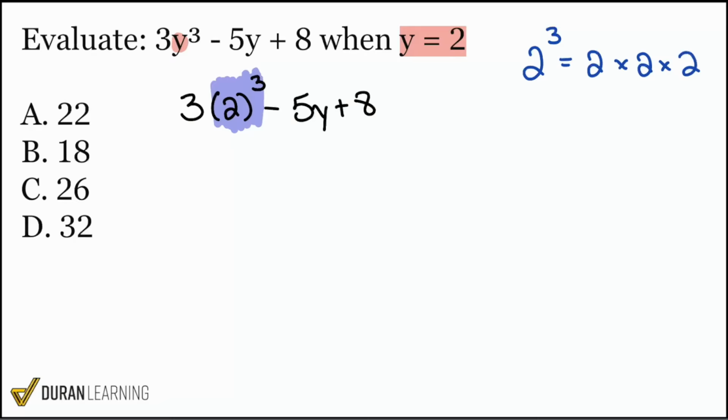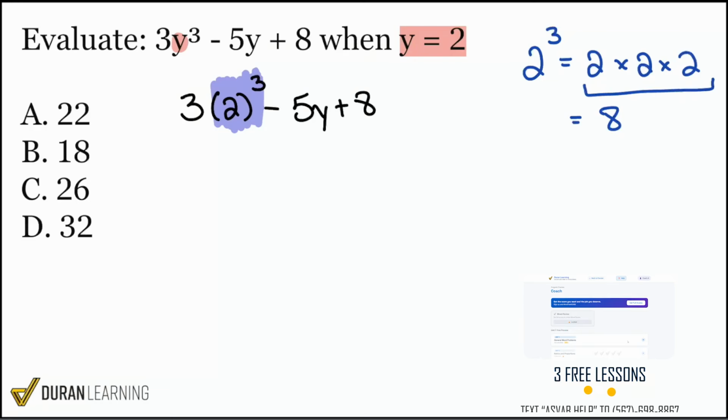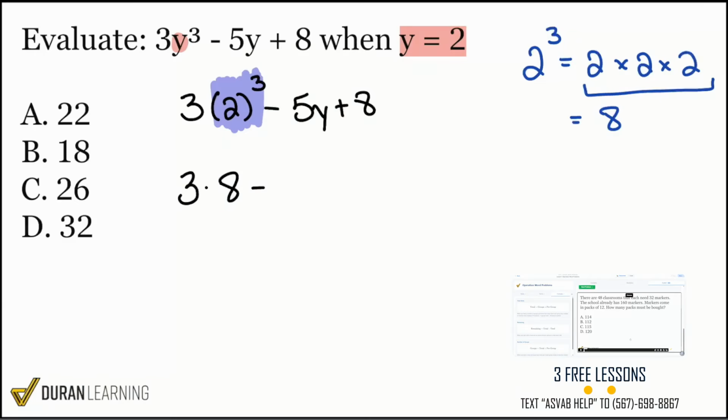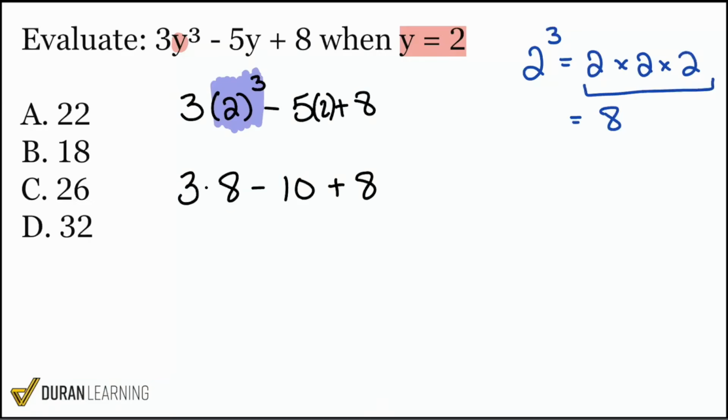So from here, we'll go ahead and have 2 times 2, which is 4. 4 times 2 is 8. So there we are. We'll replace the 2 cubed, or 2 to the power of 3, with 8. So 3 times 8 minus, and then don't forget we have another 2 that we have to plug in for y right over here. So I'll just go ahead and do that right now. Another 2 right there. So 5 times 2 is just going to give us 10. And then we have the plus 8 at the end.